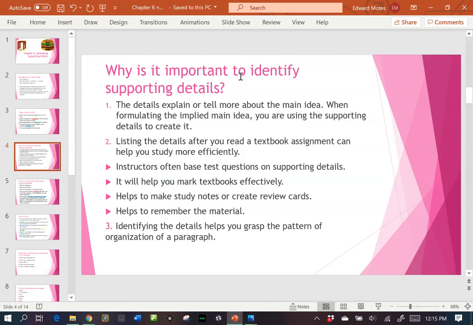Number two, listing the details after you've read a textbook assignment can help you study more efficiently. And by doing that, you might find that instructors often base test questions on the supporting details. It will help you mark your textbook effectively, helps to make study notes or review cards, and it helps you to remember the material. And then number three, identifying the details helps you grasp the pattern of organization of the paragraph. So remember, that was chapter 7: definition, list, sequence, compare, contrast, and cause and effect patterns.